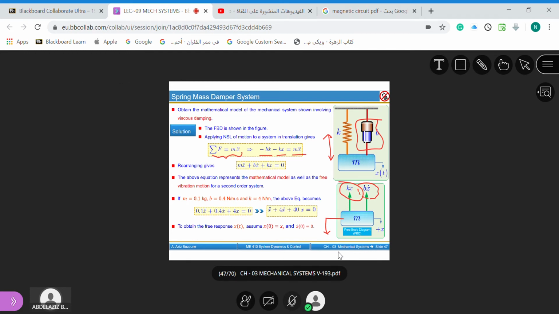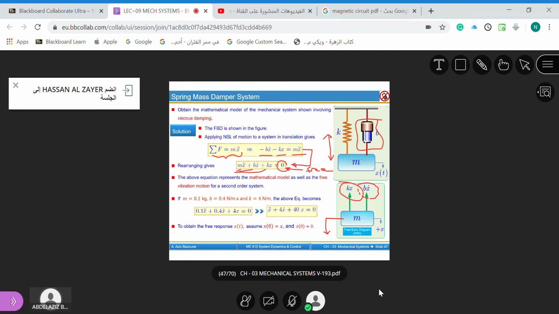If we rearrange this equation, we can write it in standard form: mass times acceleration plus damping times velocity plus stiffness times displacement is equal to 0. It is a second order ordinary differential equation with constant coefficients, m, b, k are constant. It's homogeneous because the right-hand side is 0 and the motion is only due to the initial conditions. That's why we call it free vibration.